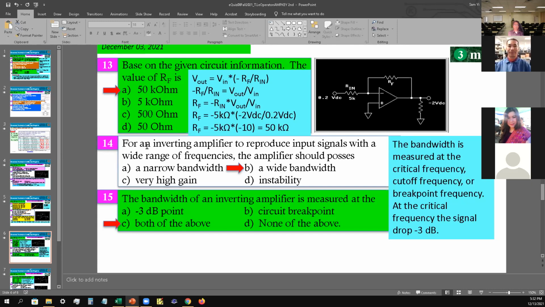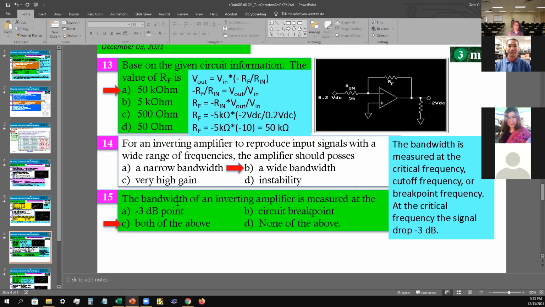Okay, number 14, for an inverting amplifier to reproduce an input signal with a wide range of frequency, the amplifier should possess a wide bandwidth, so that way you have more signal to look at. Okay. So the answer is B as in Bob for number 14.